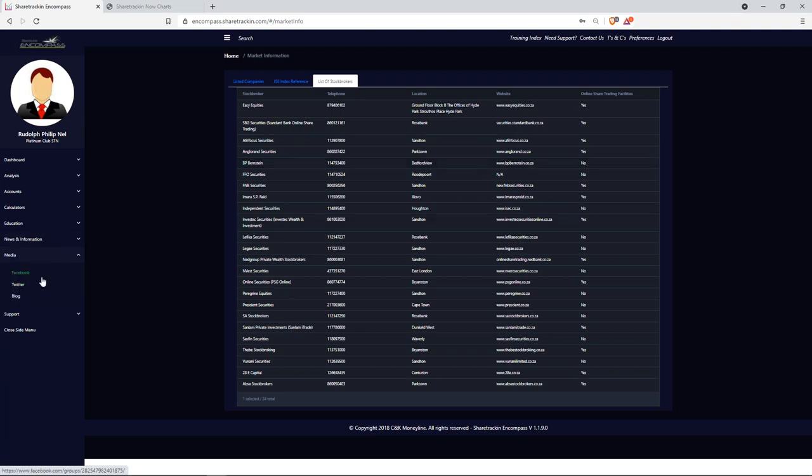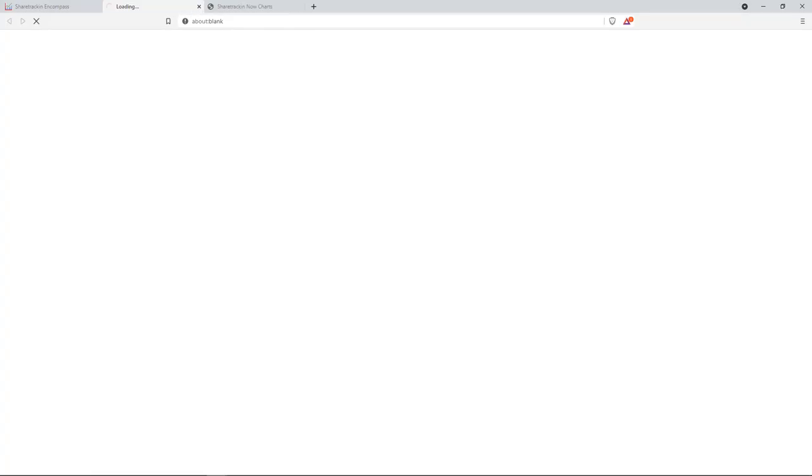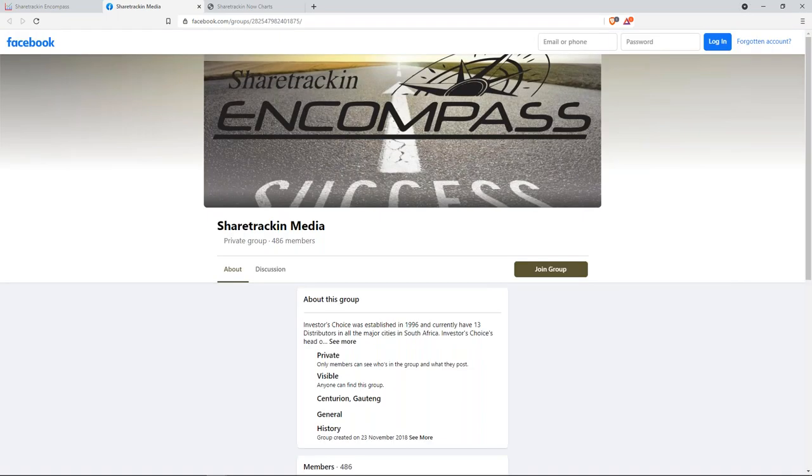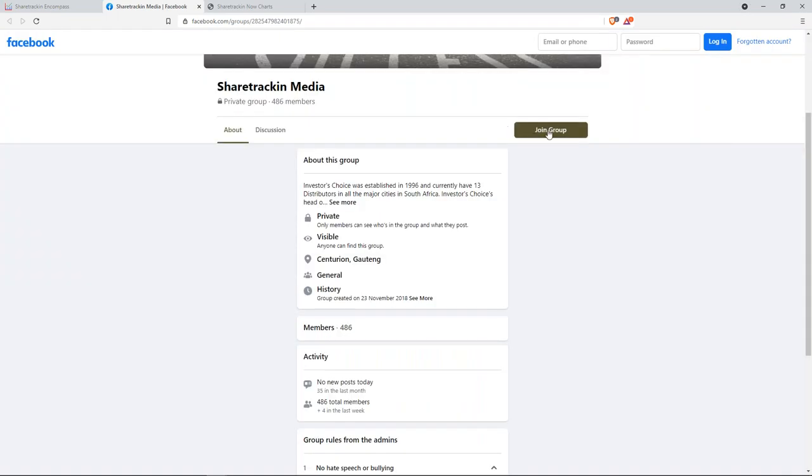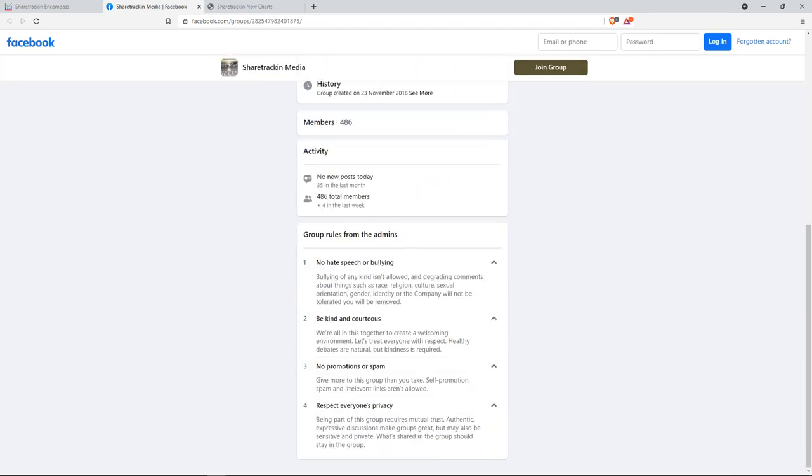Media is our Facebook page, Twitter page, and the blog. So if you want to join the Facebook page, you just click on Facebook. It will take you directly to the Facebook page, where you just need to click on join group. Then I will get a notification on my side, and I need to approve your request. But there are two questions that you need to fill in: one is your contact number or the serial number on the box, and you also need to agree to the rules of the group. If you don't agree to the rules of the group, then I will decline.